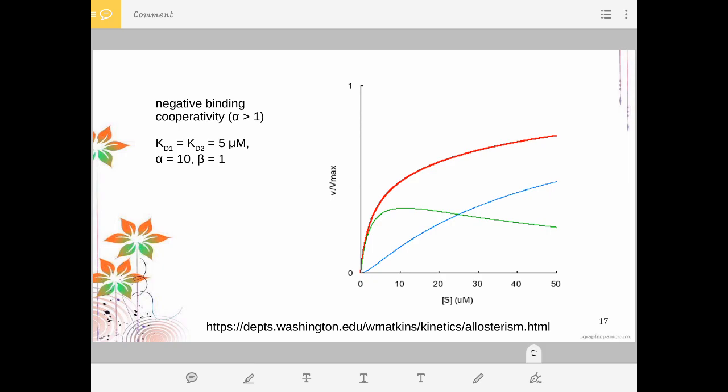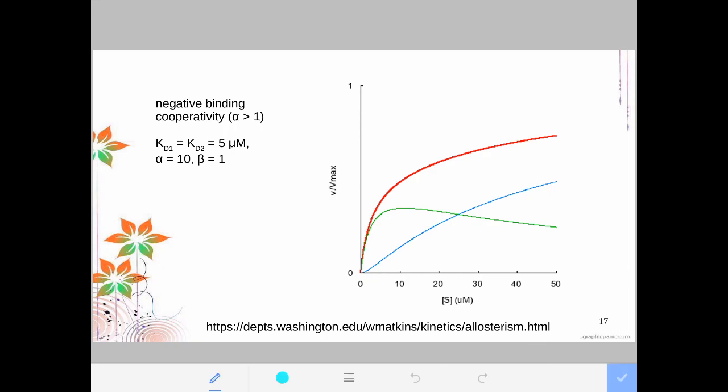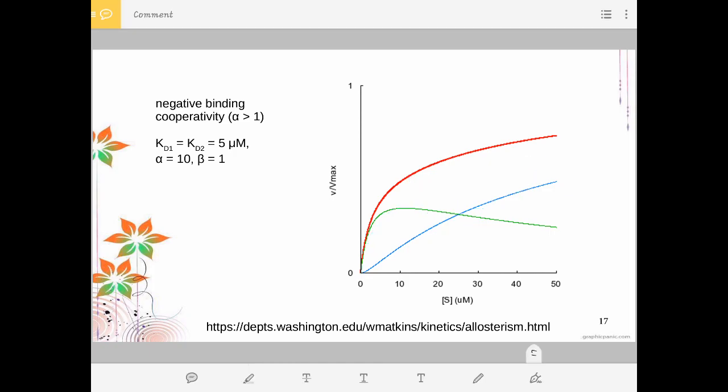Now, how about negative binding? So the binding of one substrate to the enzyme decreases the binding of the next substrate. So you have now a very different graph. You can see here the blue, this is the ES2 complex going very, very low, such that the enzyme that binds only one substrate reaches higher at lower substrate concentration.